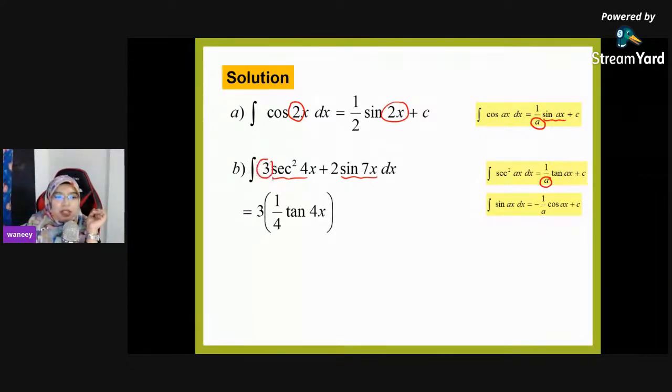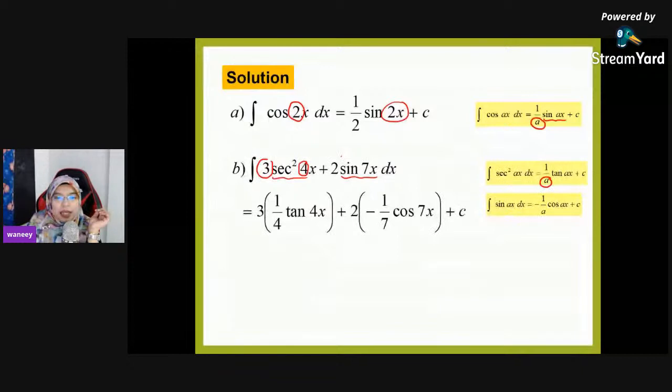Okay, so integrate this one first. If you see a constant, just take the constant out first. And then let us integrate secant square. So 1 over a, that is 1 over the coefficient of x, which is 4. So 1 over 4, tangent of 4x. And then plus 2, and then integrating a sine. Integrating a sine, it will become negative 1 over the coefficient of x, so negative 1 over 7. Instead of a sine, it will become a cos. Cos of 7x plus c.